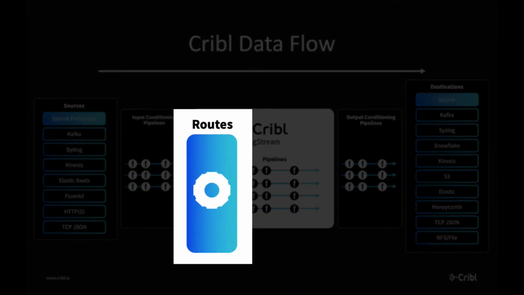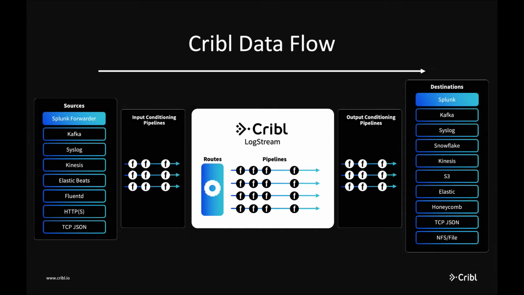Routes determine, based on the contents of an event, which pipeline or pipelines an event will head down. Routes are where events can easily be cloned and processed by multiple pipelines and multiple destinations.